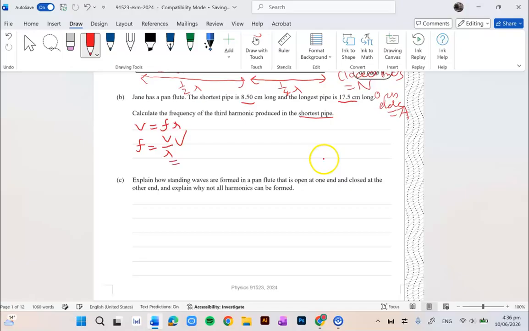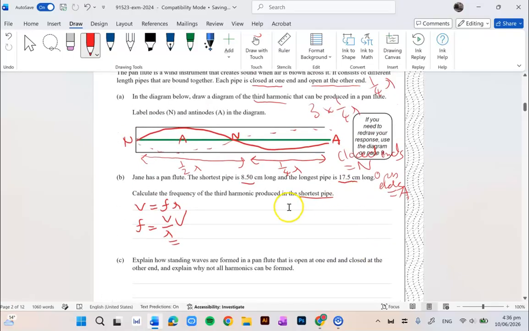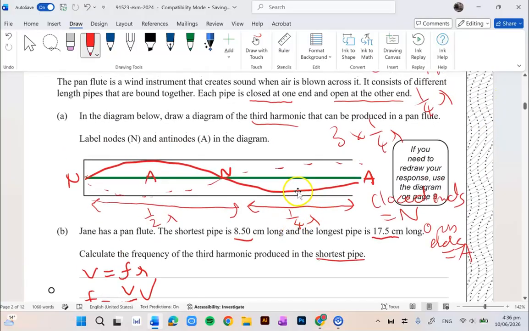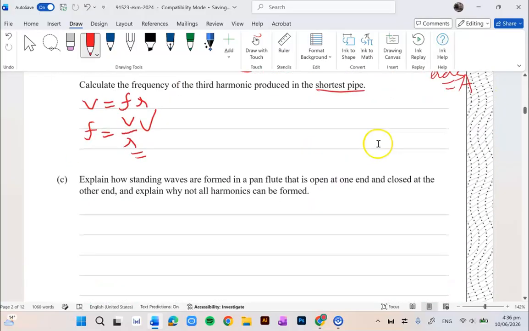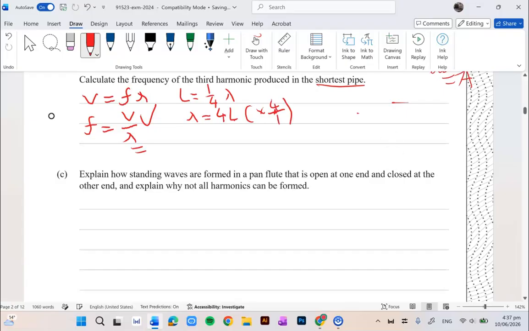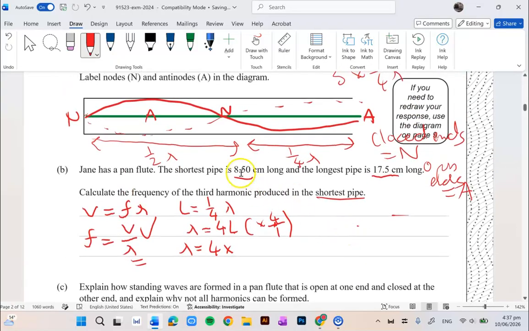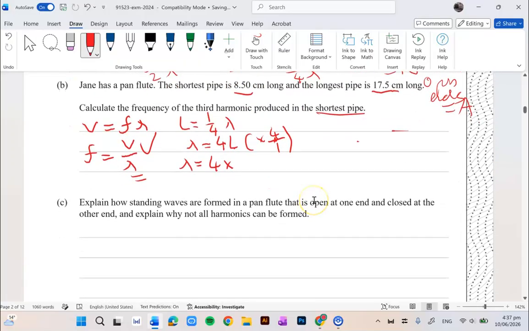So we've got v, but we need the wavelength. We don't have the wavelength, but we can find that from the length of the pipe. So in a closed pipe, L equals a quarter of the wavelength, right? So wavelength is going to equal 4L. When I move the 4 to the other side, I'm multiplying by the reciprocal, 4 over 1, which is just 4. So my wavelength is going to equal 4 times the length of the shorter pipe, which is 8.5, but we've got to convert that to meters.